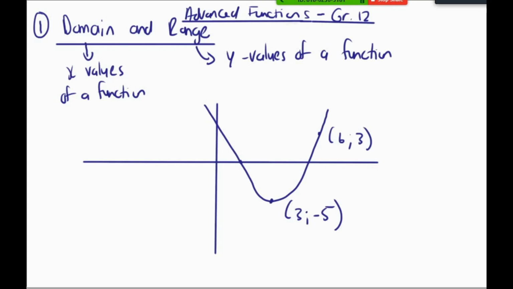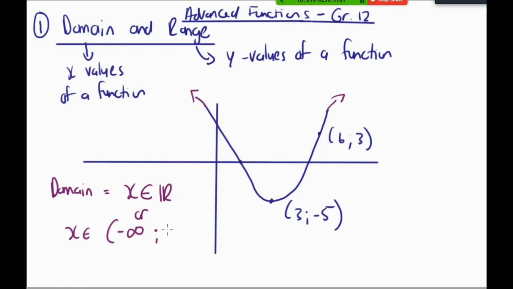So if we want to have a look at the x values of this particular function, you'll notice that with a parabola it's going all the way to the left and it's going all the way to the right. So in other words, the x values, the domain in this particular case, you can say x is basically all your real values, or it's basically going to be from negative infinity to positive infinity. So x is an element of negative infinity to positive infinity.